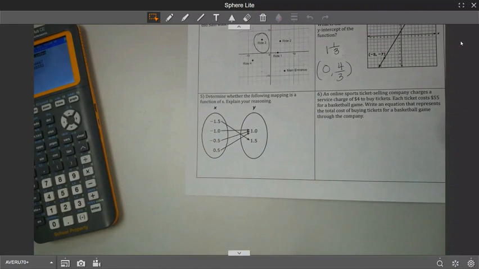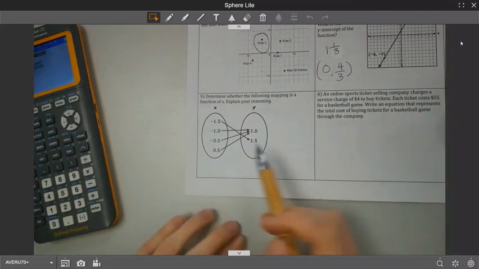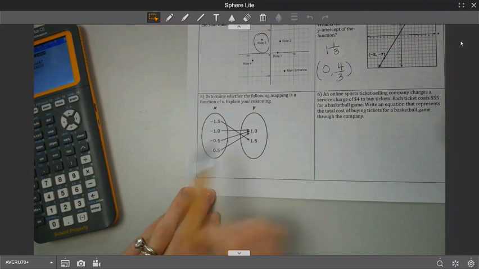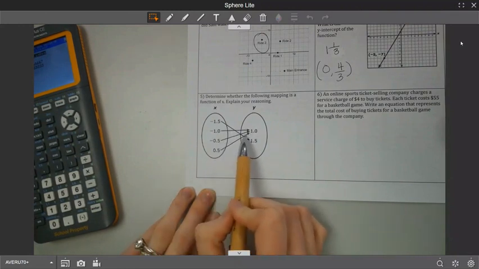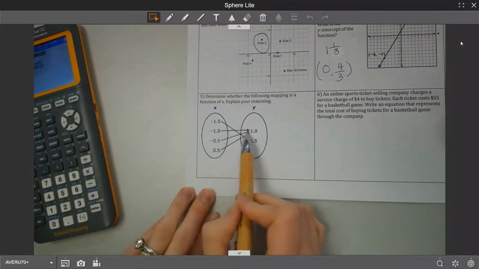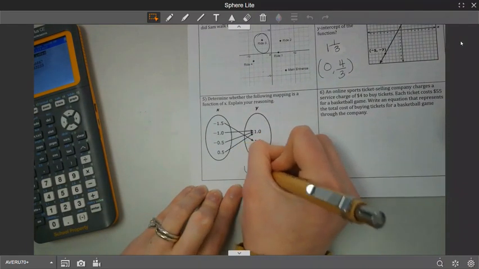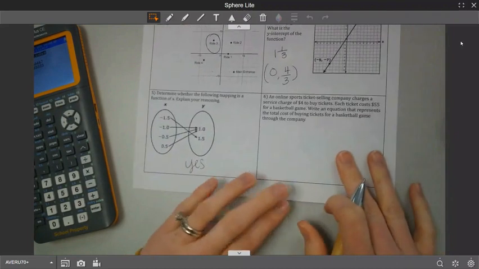Number 5, determine whether the following mapping is a function of x. Well, to be a function of x, the x value can't repeat, meaning I only have 1 arrow coming off all these x values. So only 1 off -1.5, only 1 off -1, only 1 off -5, or 0.5, and only 1 off 0.5. So yes, it is a function because x does not repeat.